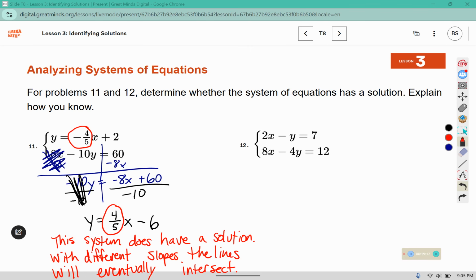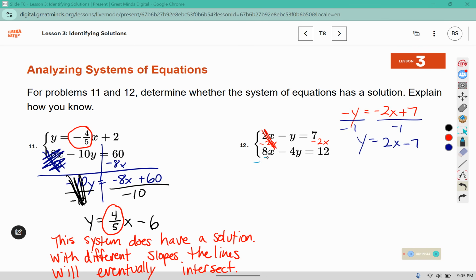For this one, neither of them are in slope-intercept form, so we'll need to move the x away from the y. That leaves us with -y equals -2x and a +7. To get it to be a y, we'll divide both sides by -1. -2 divided by -1 is +2. +7 divided by -1 is -7.